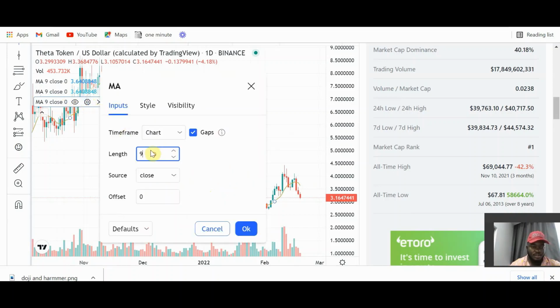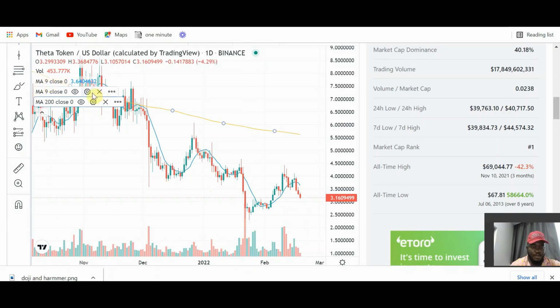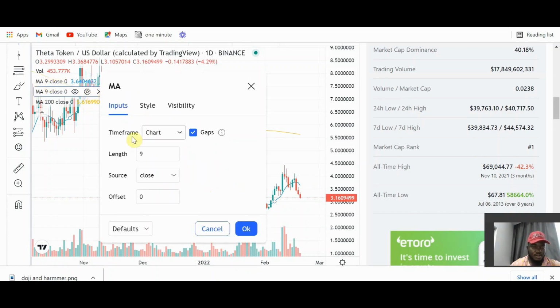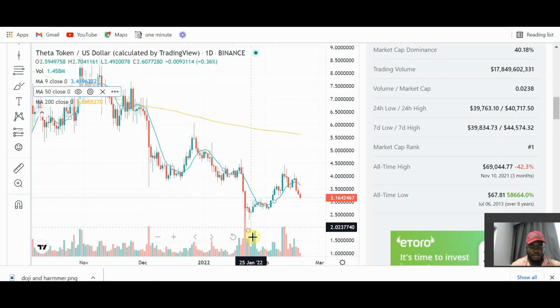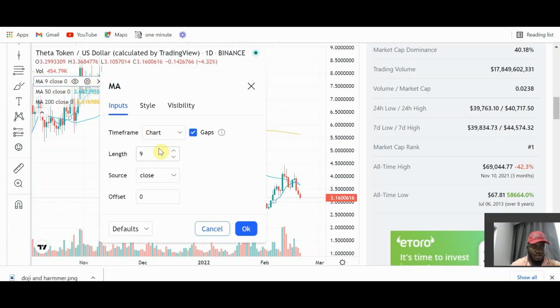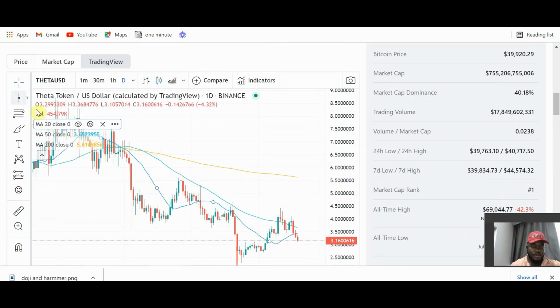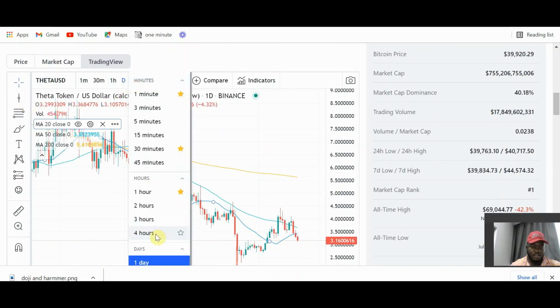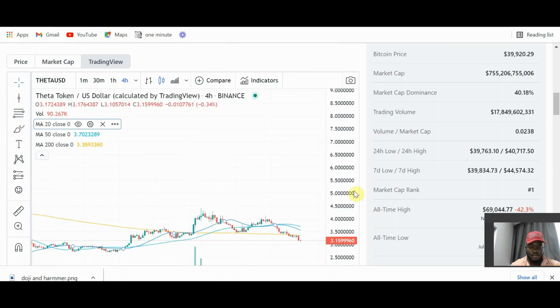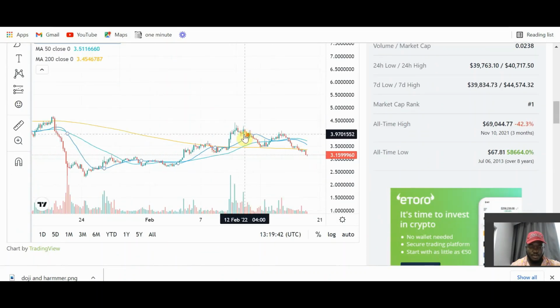So let me set this one to 200, the moving average. This is a 50 moving average, and this is a 20 simple moving average. Okay, and I have my price in 1 day. I changed to 4 hours. This is what I use. Okay, a 24-hour.